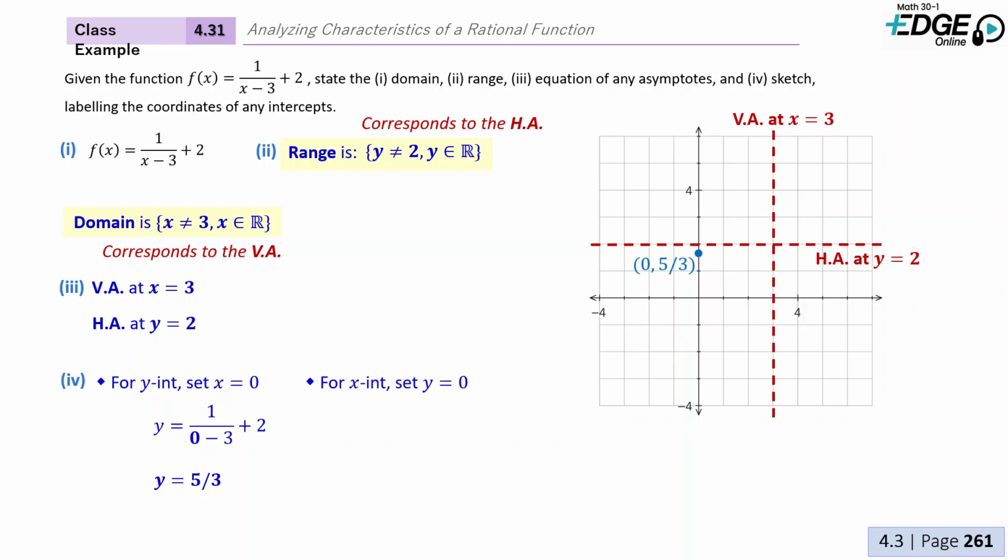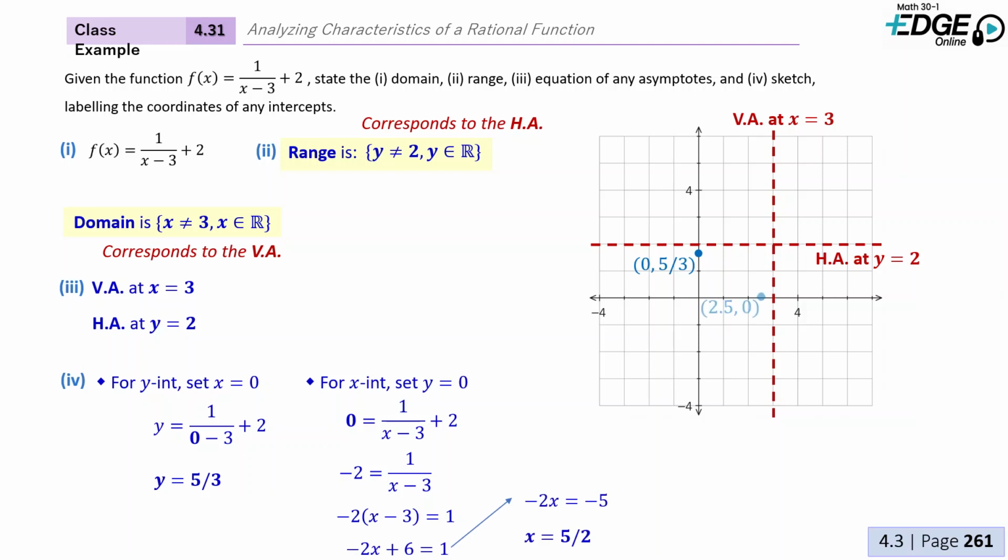To solve for the x-intercept, we will set our y value equal to 0. So from here, we will subtract 2 from both sides, and then multiply both sides by x - 3. And then distribute the -2 in. And then solve for x. And we get x = 5/2, or 2.5.